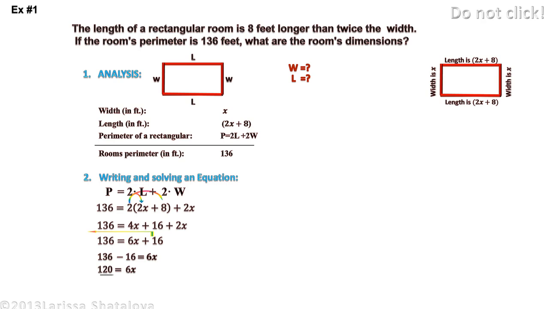We are looking for 1x. We have 6 of them, so we have to divide both sides by 6 and simplify. 120 divided by 6, x is just 20.